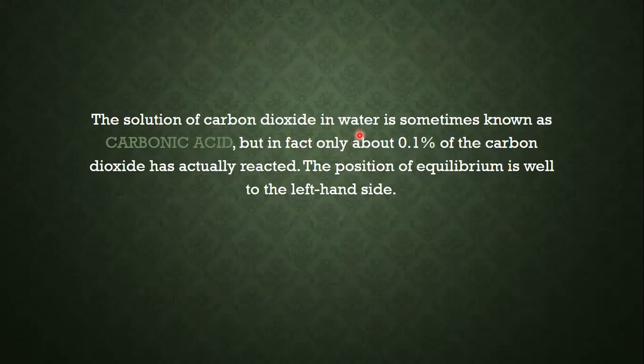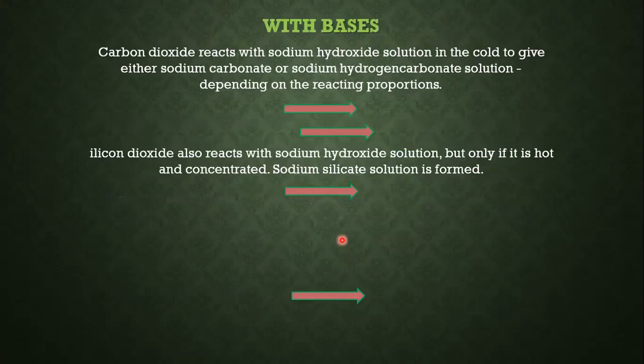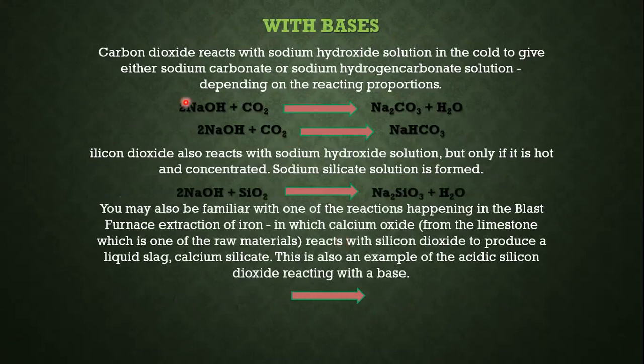A solution of carbon dioxide in water is sometimes known as carbonic acid, but in fact only 0.1% of the carbon dioxide actually reacts. So the position of equilibrium is towards the left-hand side, that is towards the reactants. With bases, carbon dioxide reacts with NaOH and gives different products depending upon the reacting proportions. Two molecules of NaOH react with carbon dioxide to give Na2CO3 plus H2O, while one NaOH reacts with carbon dioxide to give NaHCO3. Silicon dioxide also reacts with sodium hydroxide, but only if hot and concentrated, and it gives rise to sodium silicate. In the same way, calcium oxide reacts with silicon dioxide to give calcium silicate.